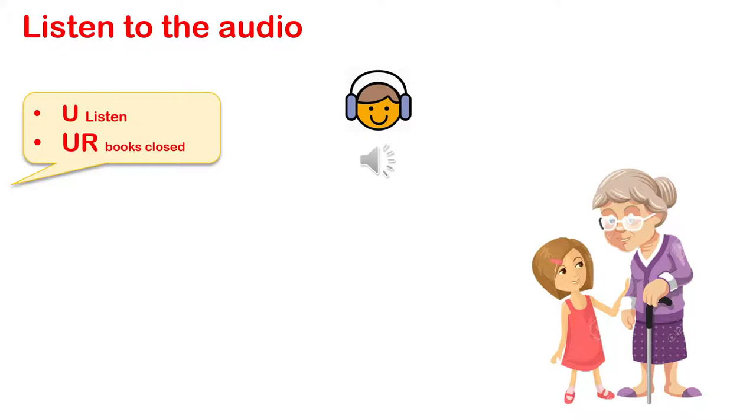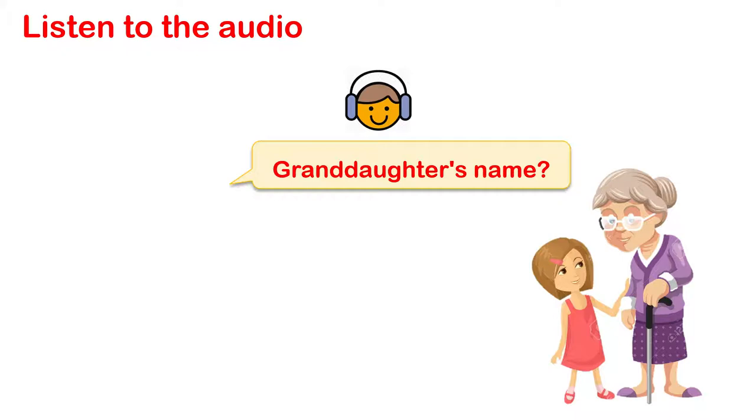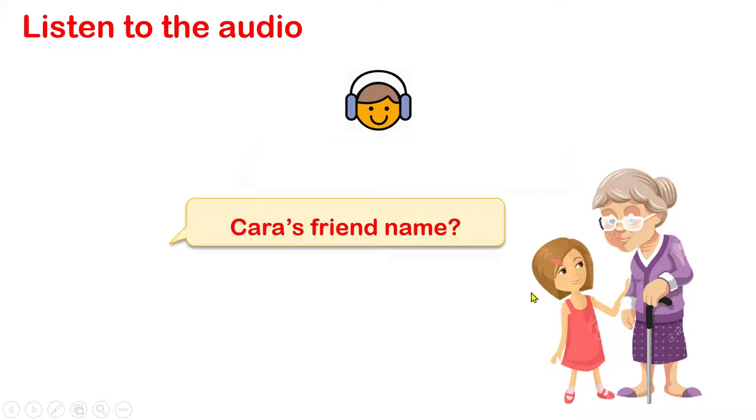Great. Page 10. What do you think they are talking about? Are they talking about football? I don't think so. They are talking about abbreviations and acronyms. Of course, we've got two people, the grandmother and the granddaughter. Daughter, اللي هي البنت. Granddaughter, اللي هي الحفيدة. What's the granddaughter's name? Think of it without opening your books, please. Her name is Kara. What do you think Kara's friend's name was?